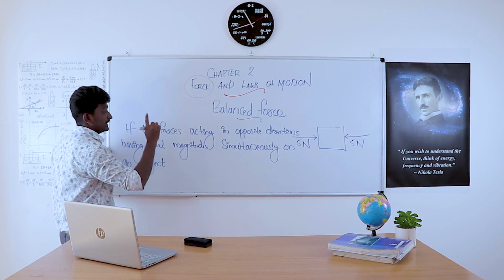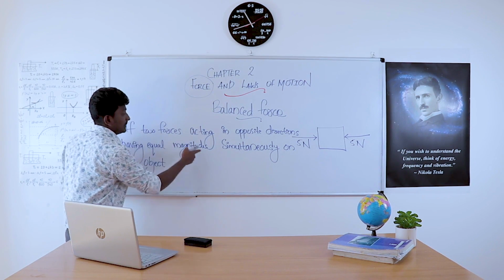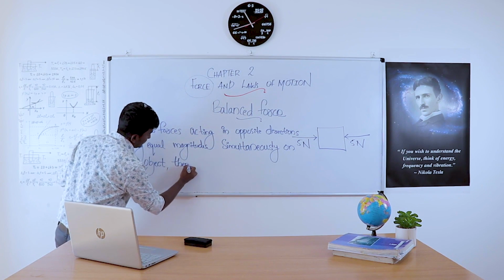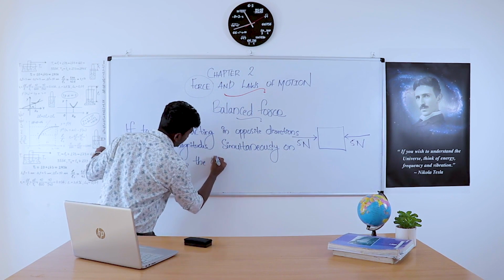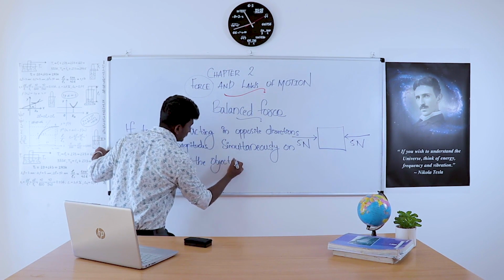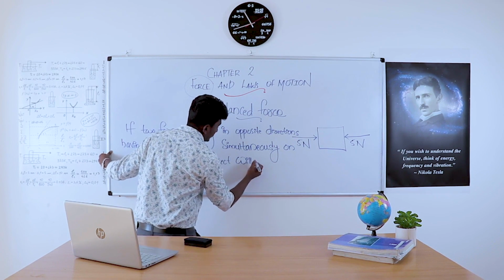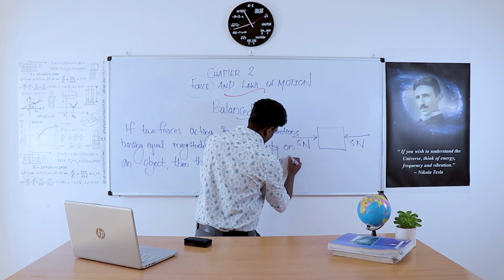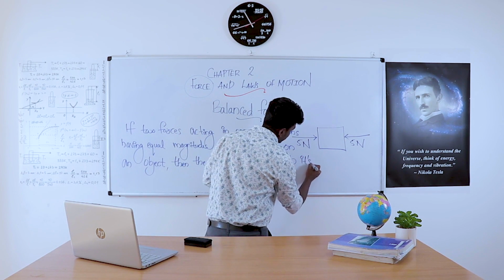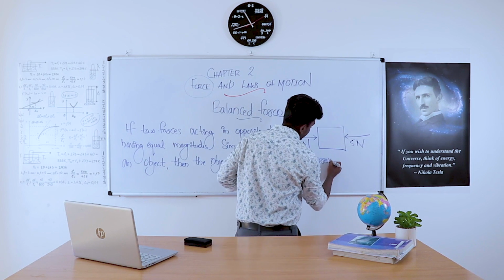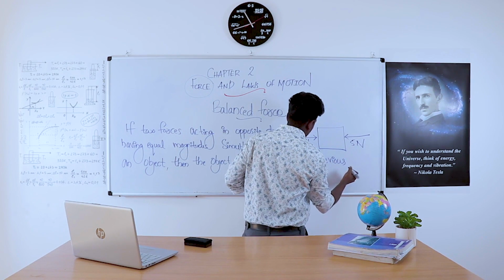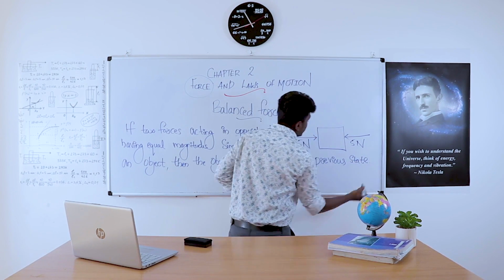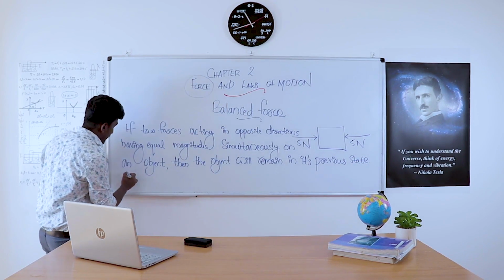If two forces acting in opposite directions having equal magnitudes act simultaneously on an object, then the object will remain in its previous state, that may be of rest or of motion. Such types of forces are called balanced forces.